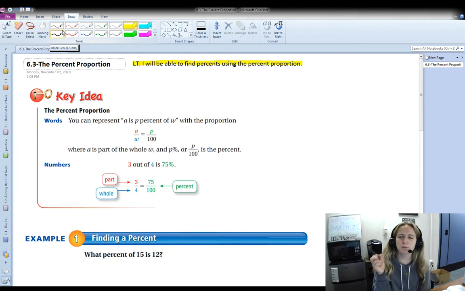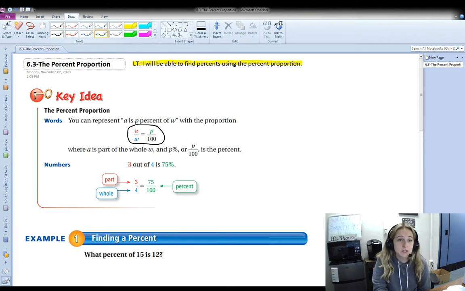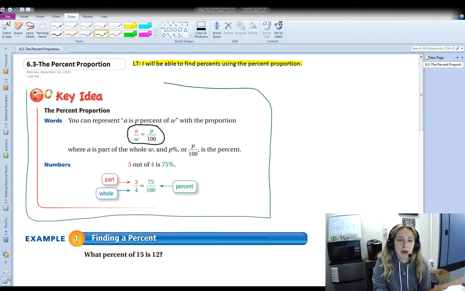So remember what a proportion is. A proportion is two ratios or fractions with an equal sign in the middle of it. So you can kind of look at it down here. And this is the key idea. So you should be writing down this whole thing. Everybody in your notebook should be writing this down. I would pause the video so that you can write it down.